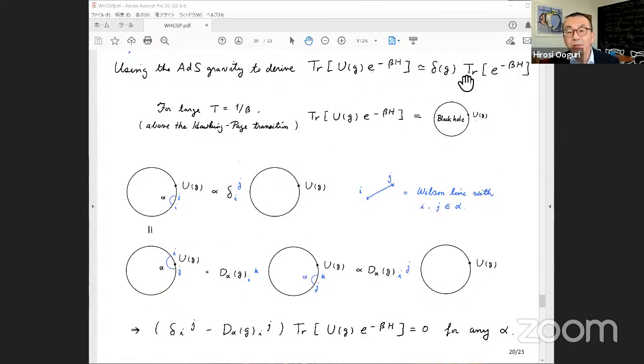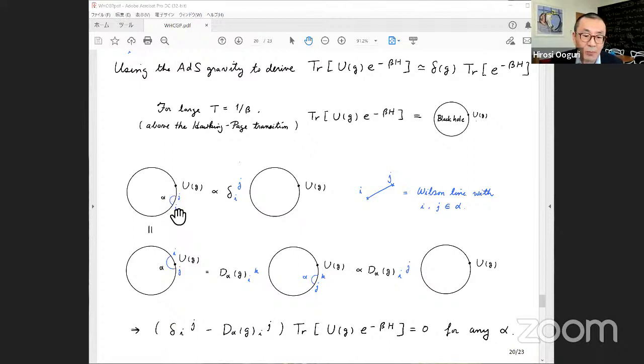So we want to show this for high temperature. If your temperature is sufficiently high, higher than the Hawking-Page transition, then you'd expect the bulk to be dominated by the black hole configuration. Now you are inserting the group element, so I'm inserting G here. I want to show that this vanishes unless G is one. So here's an argument.